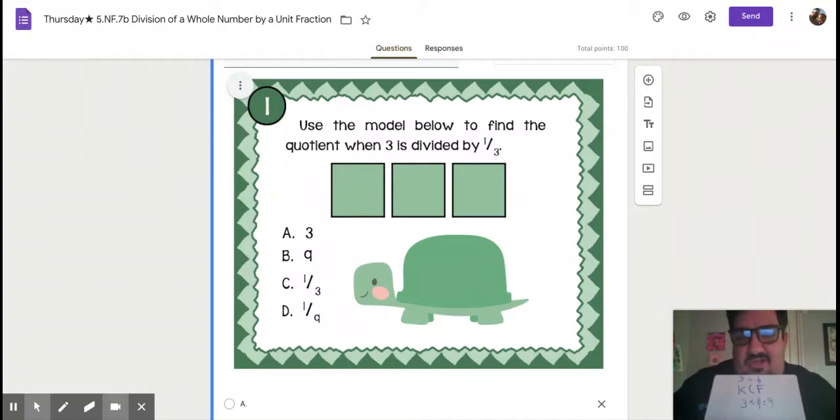So you can either draw the pictures or you can do keep, change, flip. And again, do not have your mom say you're spelling KFC wrong. Again, this is keep, change, flip. Say it with me. Keep, change, flip it. Keep, change, flip. Woohoo!